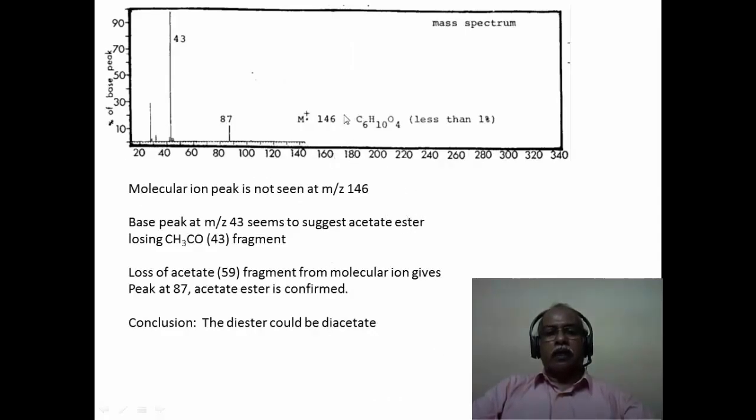The molecular ion peak is very nicely seen at m/z value 146. The base peak at 43 tells us that it could be an acetate ester, because the intense base peak seen here at 43 mass units corresponds to an acetyl peak. The loss of the acetate unit, 59 mass units, from the molecular ion peak gives you the peak at 87. So the acetate ester is very clearly confirmed. 146 minus 59 will give 87, for example. So the conclusion is that it is a diacetate molecule.